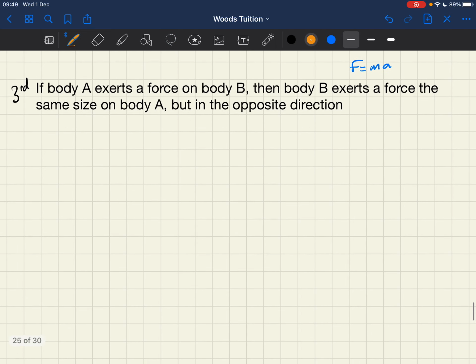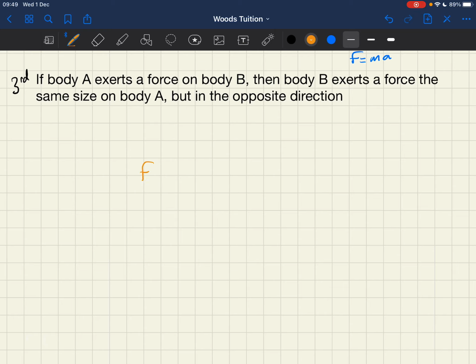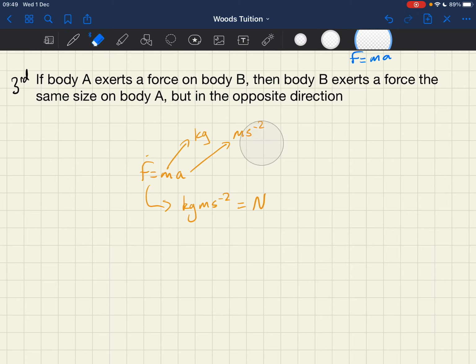So if we look at that equation for a little bit, let's say force is equal to mass times acceleration, and we're going to say that mass is measured in kilograms, acceleration is meters per second squared. This means that force is measured in kilogram meters per second squared, which is also equal to newtons. So those are just the base units for newtons.